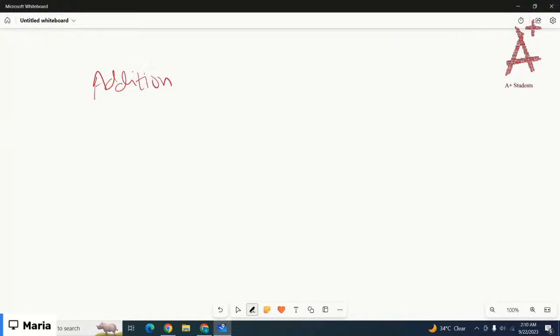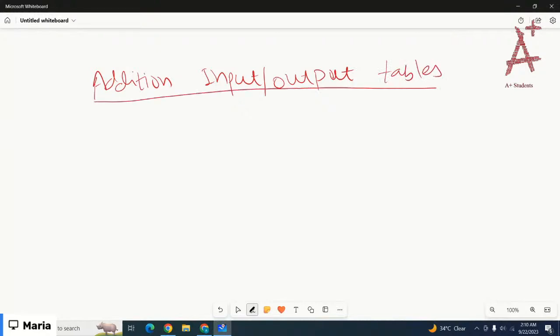In the same chapter we have already worked on input output tables, right? In the last session, we did input output tables with two or more digits, but now we're going to start with four or more digits, right? So let's just start with the first example.